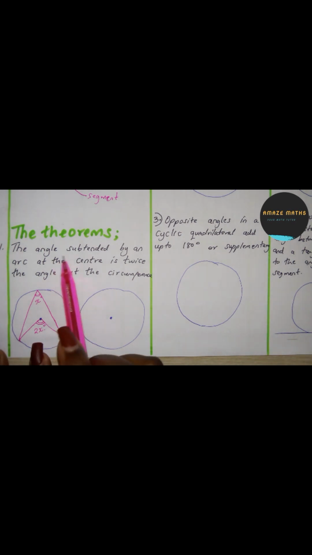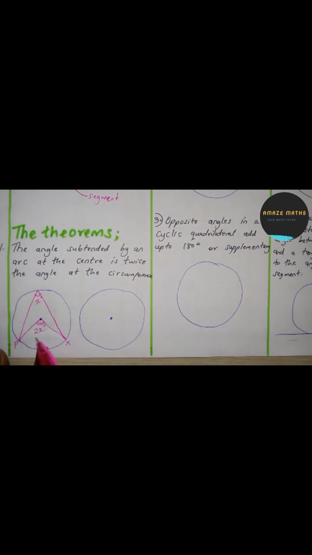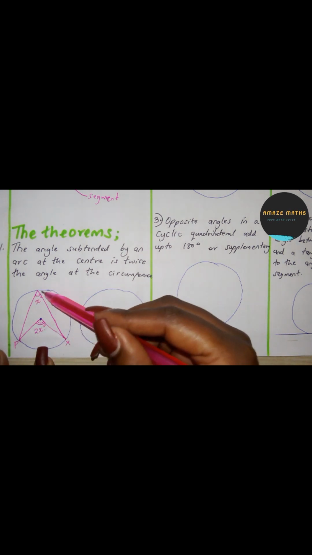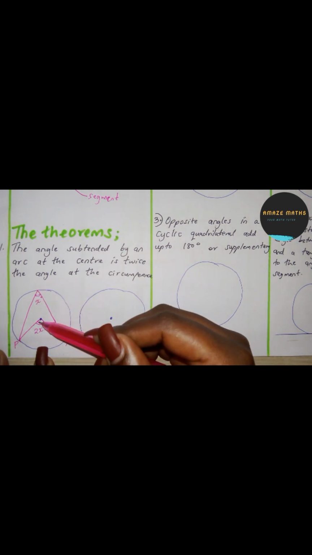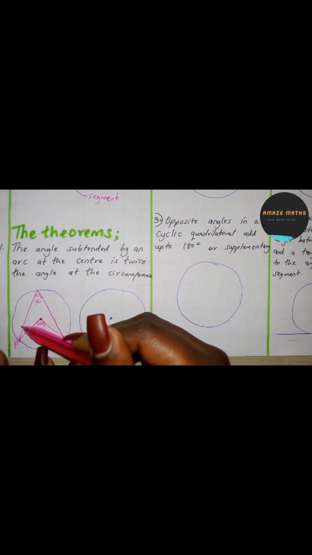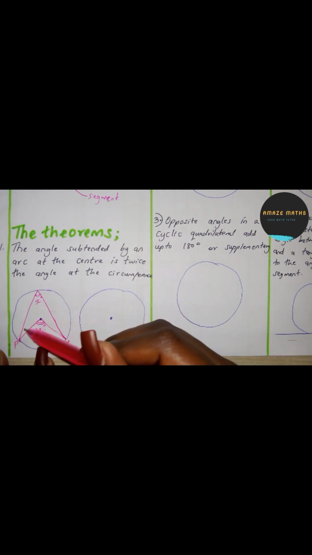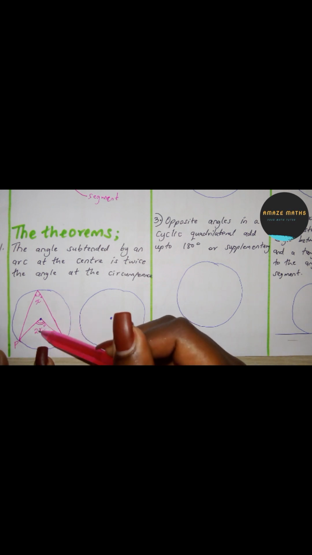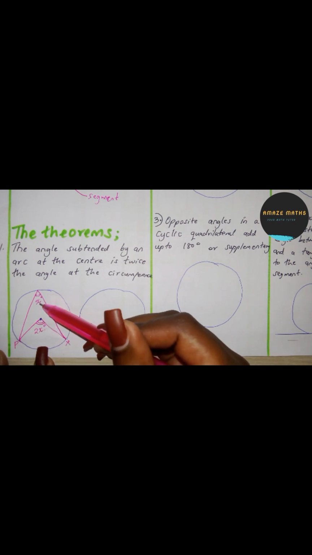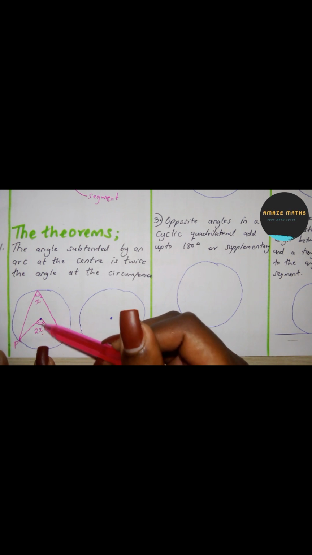So the angle subtended by an arc, this angle subtended by this arc, let's say this is arc PX, is twice the angle at the circumference. So this is the circumference, that's the arc. These two angles are being formed by the same arc PX, but this one is twice that. Sorry, this is half of this.